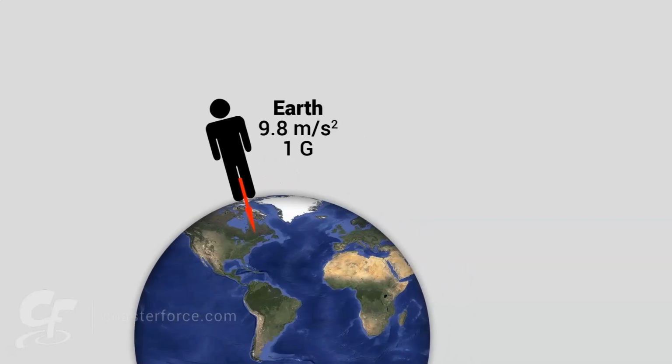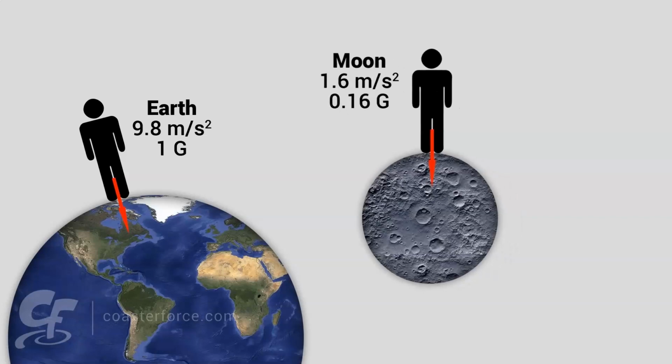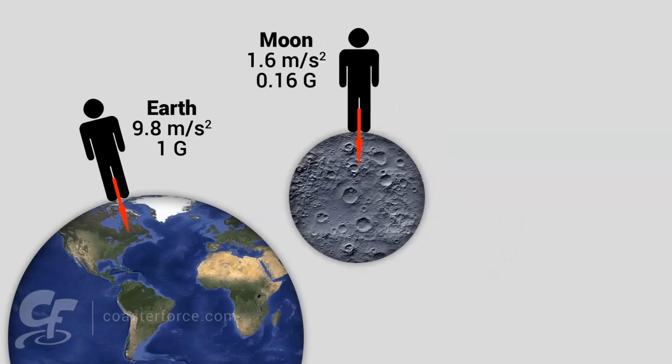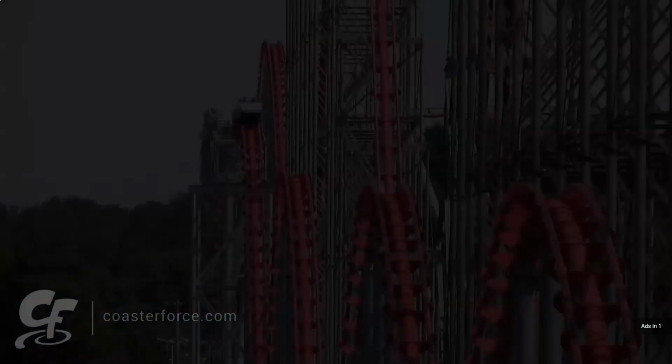The normal acceleration due to gravity on the Earth's surface is 9.8 meters per second squared, which is equal to 1 g. If you were to stand on the moon, a smaller body with less mass, where the acceleration due to gravity is 1/6 of that on Earth, you'd experience 1/6 of a g, or roughly 0.16 g. Whereas if you were to stand on Jupiter, a far larger planet than Earth with greater mass, the acceleration due to gravity is around 26 meters per second squared, which also equates to 2.65 g.